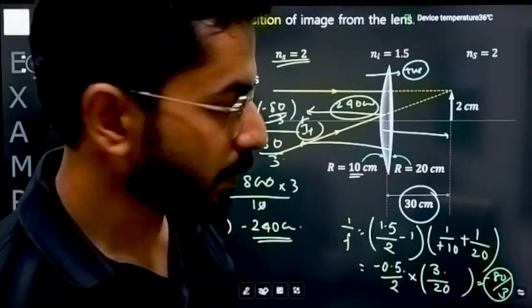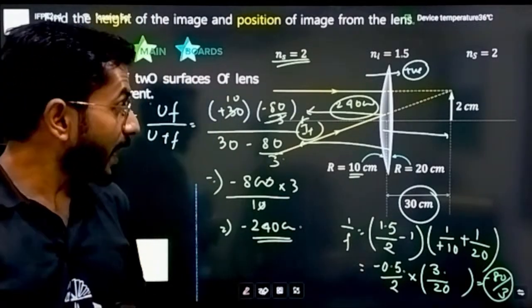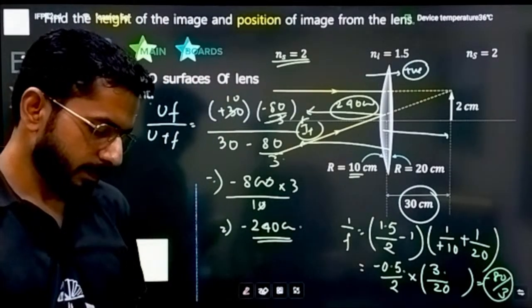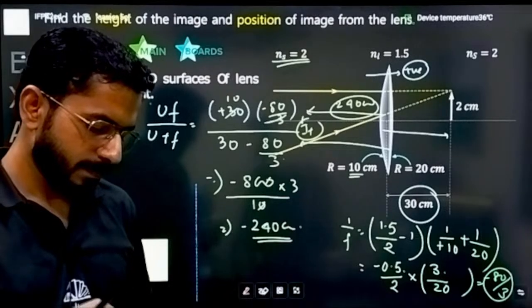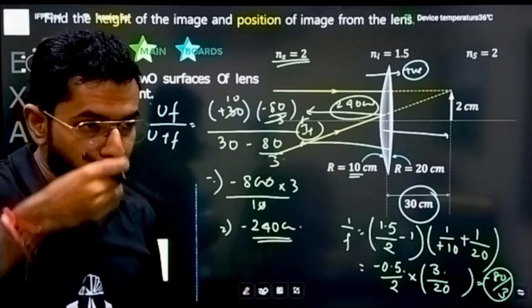What is the distance of the image? Now calculate what will be the height of the image, because the height of the object is given as 2 centimeter. Calculate, apply the formula simply. What is the formula?